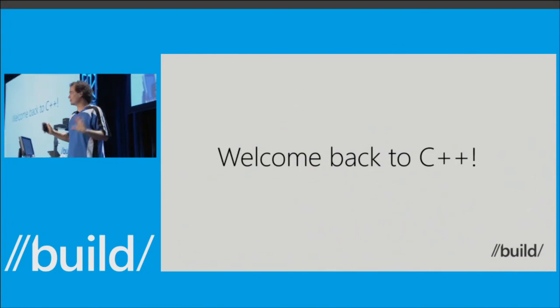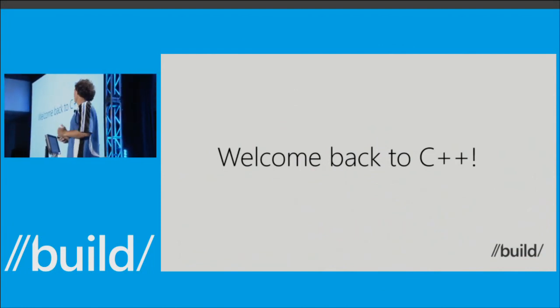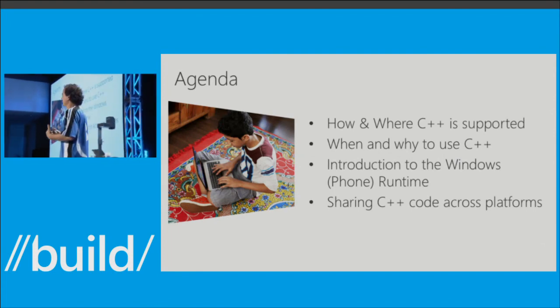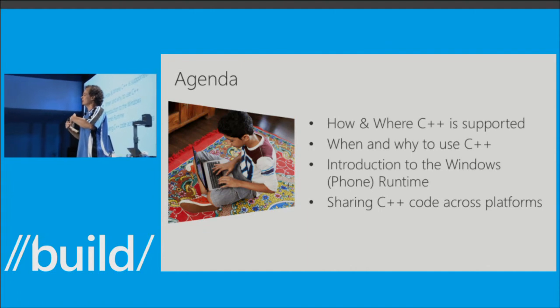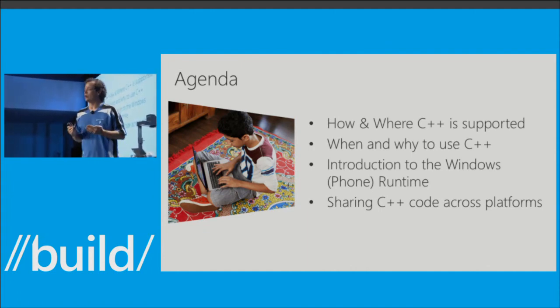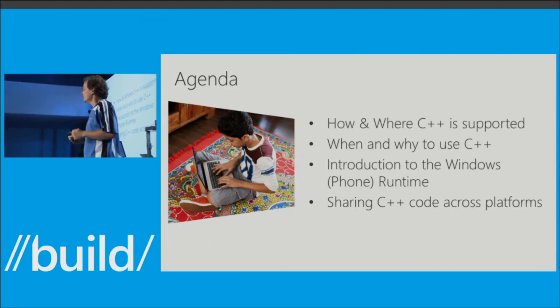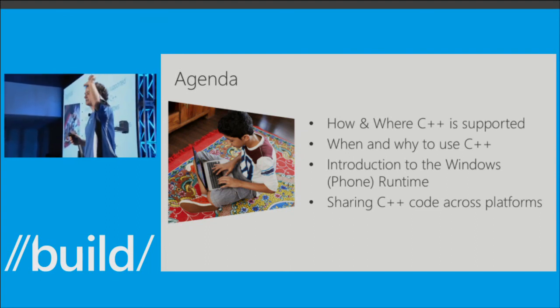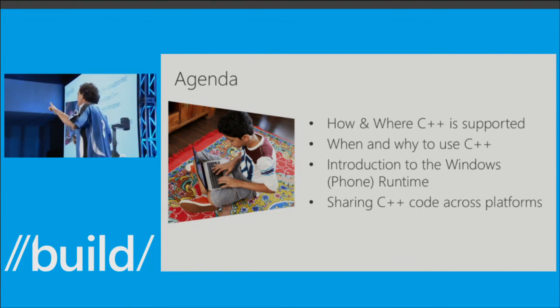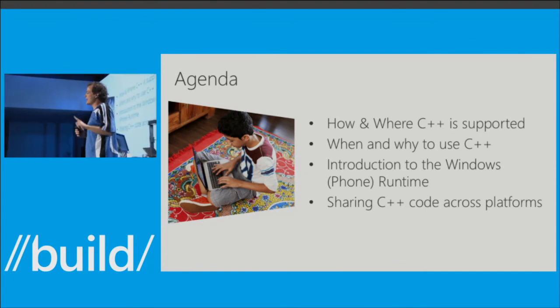So without further ado, welcome back to C++. There are really 4 main things that you need to have to understand or to be able to make progress with what you need to do on Windows Phone when you're writing native code. The 4 things are basics of how and where is C++ supported. Second, I'll talk a little bit about when and why we would recommend you use C++.